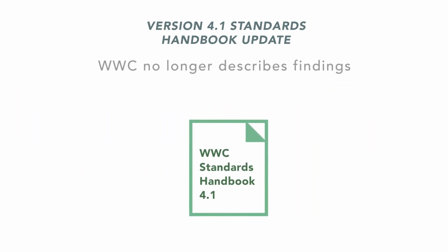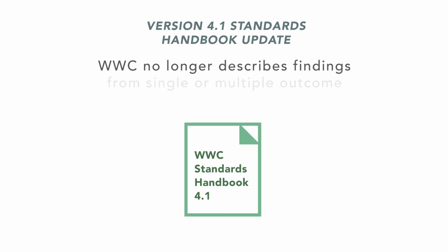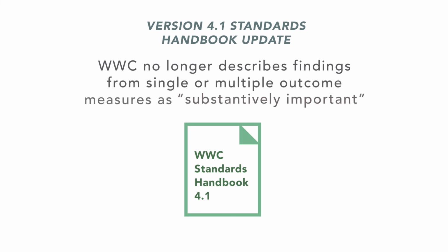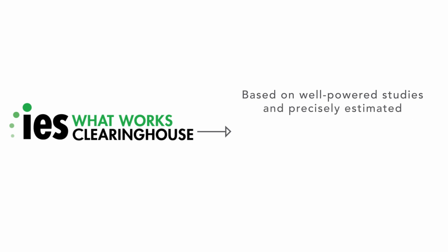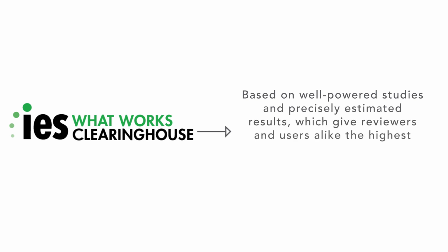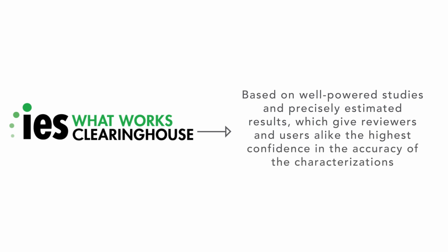In addition, the WWC no longer describes findings from single or multiple outcome measures as substantively important. No matter how large an estimated effect size is, if it is not estimated precisely enough to be statistically significant, it will no longer be described as substantively meaningful by the WWC. This will ensure that determinations about what works are based on well-powered studies and precisely estimated results, which give reviewers and users alike the highest confidence in the accuracy of the characterizations.